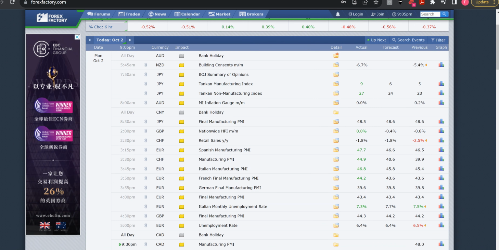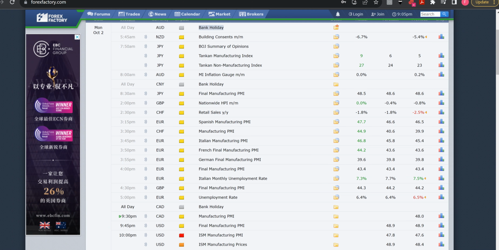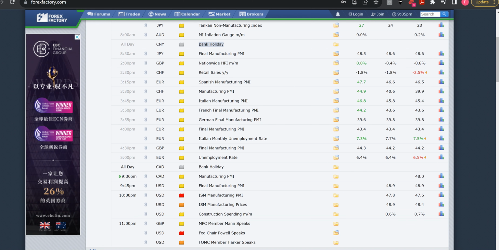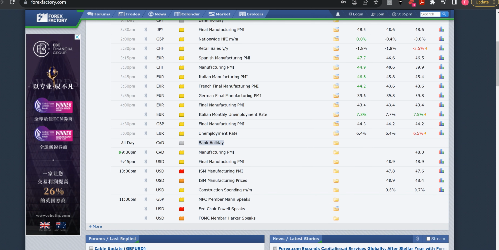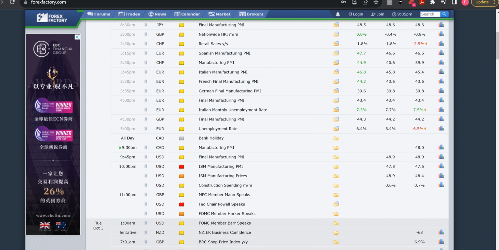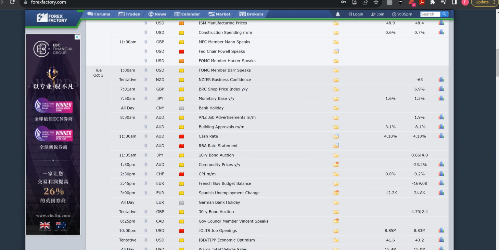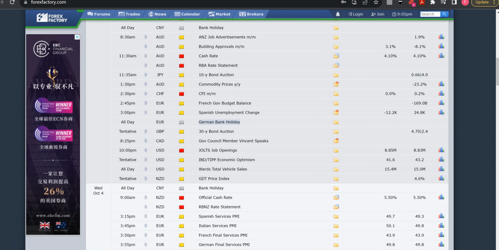Looking at Forex Factory, this is what made me tempted not to trade today. There's an Australian bank holiday. I don't really care about the Chinese bank holiday, the Mid-Autumn Festival over here. And then there's a Canadian bank holiday. That's what kind of drew me into skipping the day. But as per my notes, it's okay to trade other bank holidays because I'm trading Euro USD. Just don't trade Euro and US bank holidays. And as you can see, tomorrow is actually a German bank holiday. So that's going to be the day I take off.